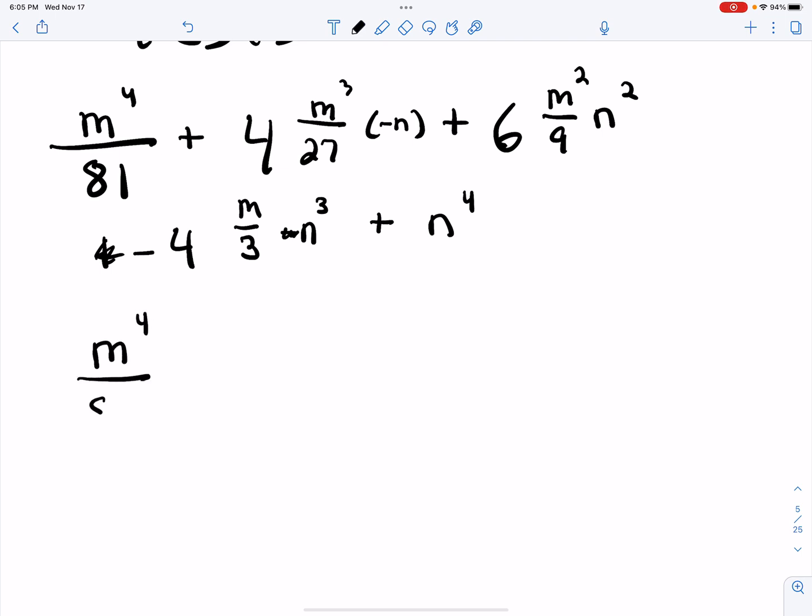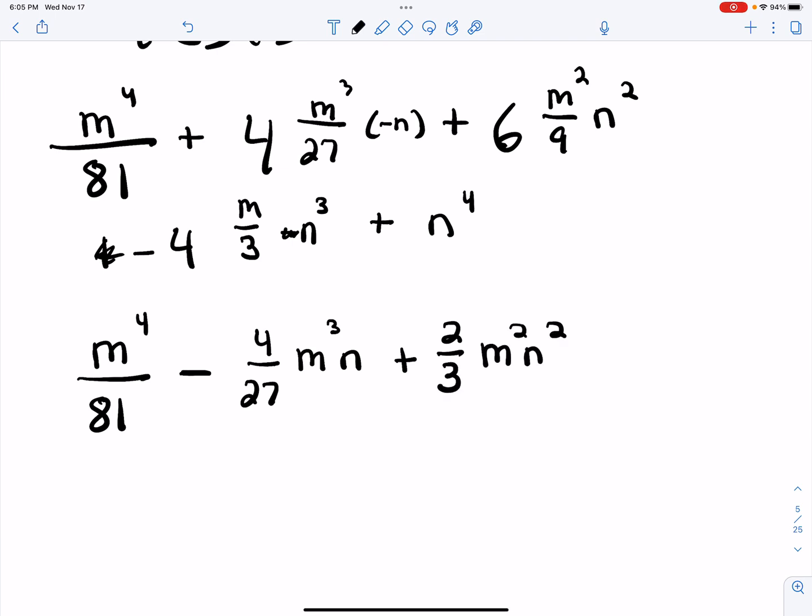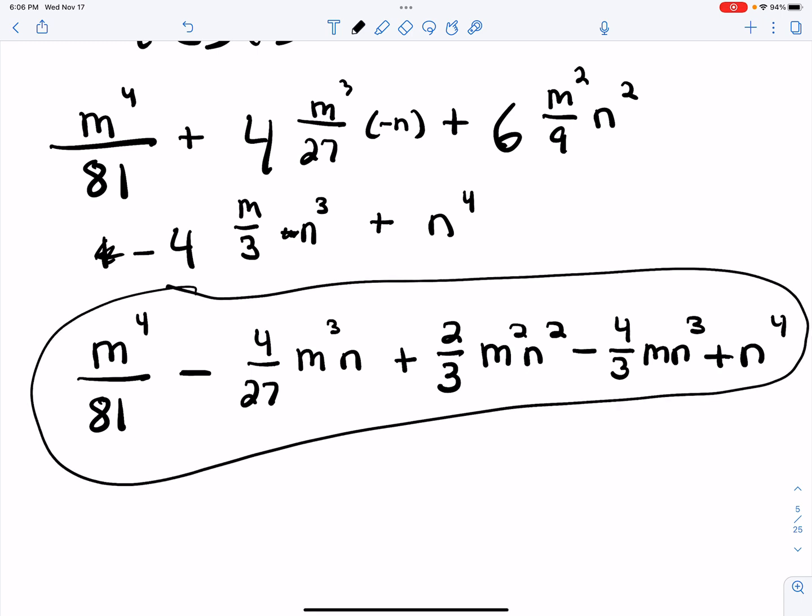All right, first term, m to the 4th over 81. Second term is going to end up being minus because you have a plus 4, but then you have that minus n. You could say 4 over 27, m cubed n. Then plus, well, 6 over 9 is 2/3, m squared n squared. Then you end up with minus 4/3 m n cubed plus n to the 4th. And there you go. So now you can see your m's count down, 4, 3, 2, 1, 0. Your n's count up, 0, 1, 2, 3, 4. But your coefficients are a little different because of that m being over 3 originally. So you had to raise the 1/3 to a power and then multiply by your coefficient.